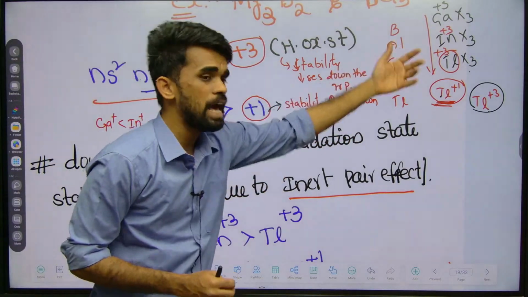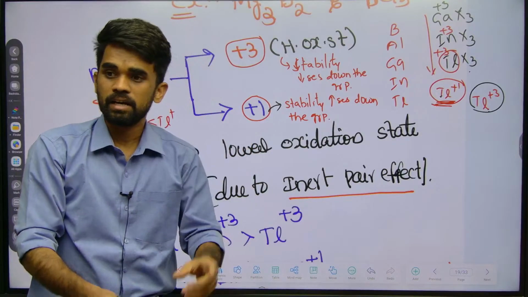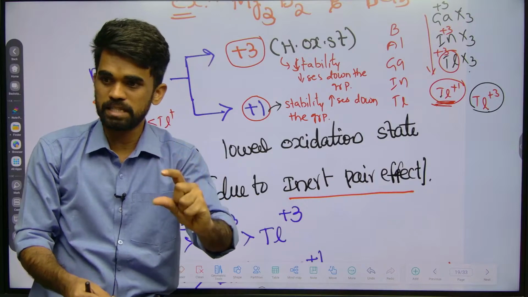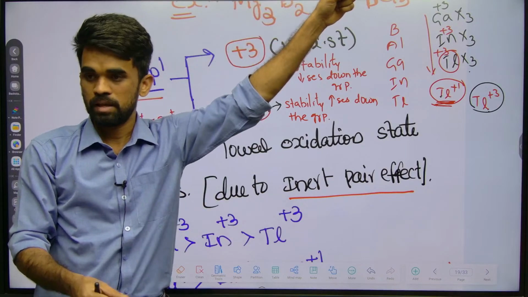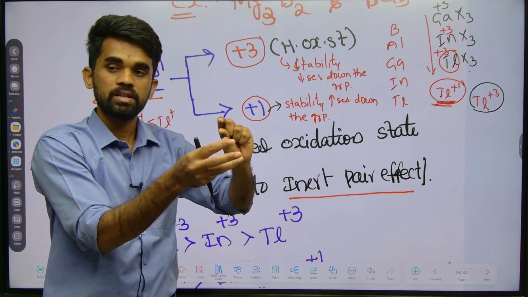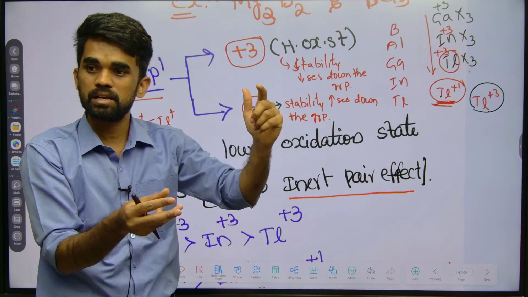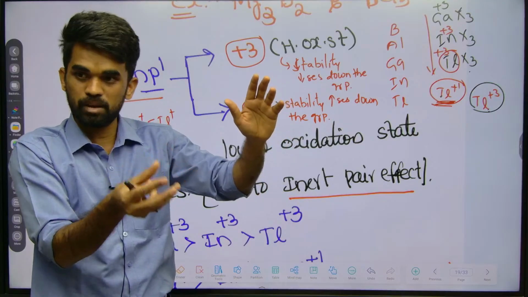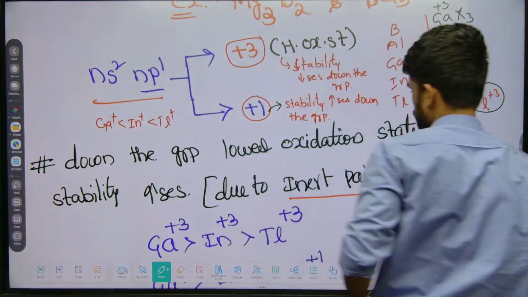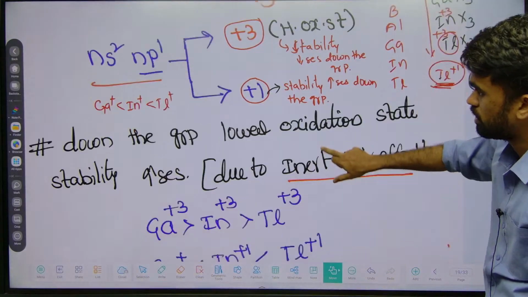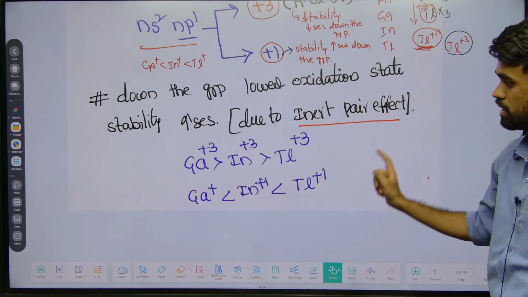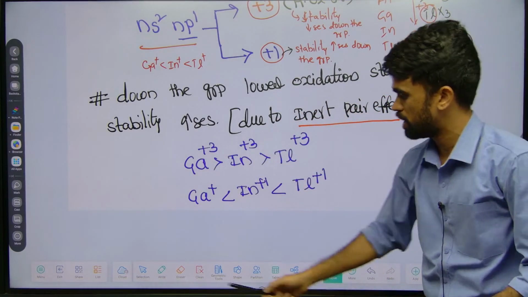Okay. It is not only halides. It can be anything. In that, what to check? Oxidation state. If oxidation state is +3, gallium is more stable, thallium is least stable. If the oxidation state is +1, thallium is more stable, gallium is less stable. Clear? So here I have written anyways. Down the group, lower oxidation state stability increases due to inert pair effect. So these are the two orders you need to make in your notes.